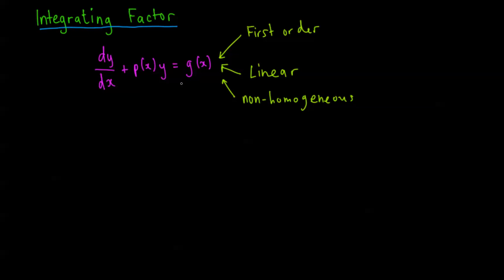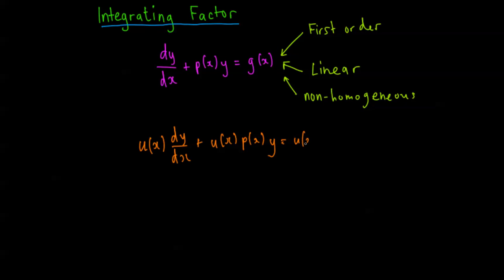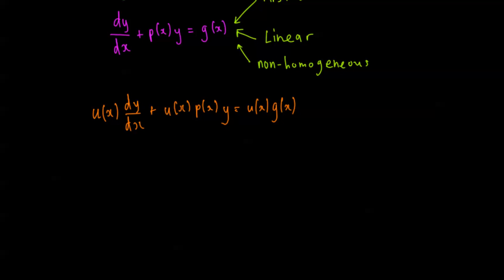Alright, so what is the integrating factor technique? Well, with creative foresight, we might say, let's multiply everything in this equation by u. Let's introduce some function of x called u and multiply it by everything here. So I've got u times dy/dx plus u of x, p of x, y, equal to u of x, g of x. What I do to the left hand side, I've done to the right hand side, which is allowed.